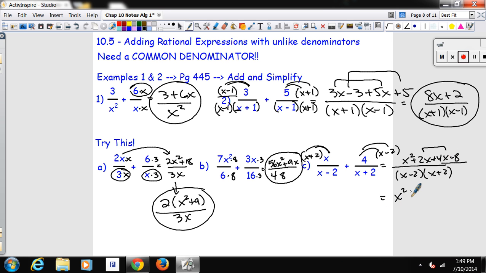Combine your like terms. So you get x squared plus 6x minus 8 all over x minus 2, x plus 2. That's as far as you could get on that one. That's when you do not have a common denominator.